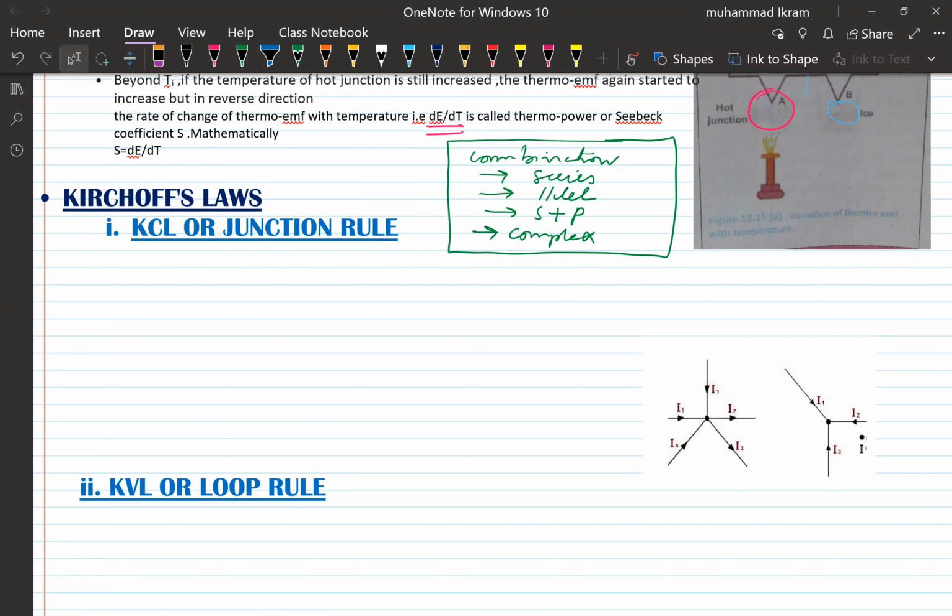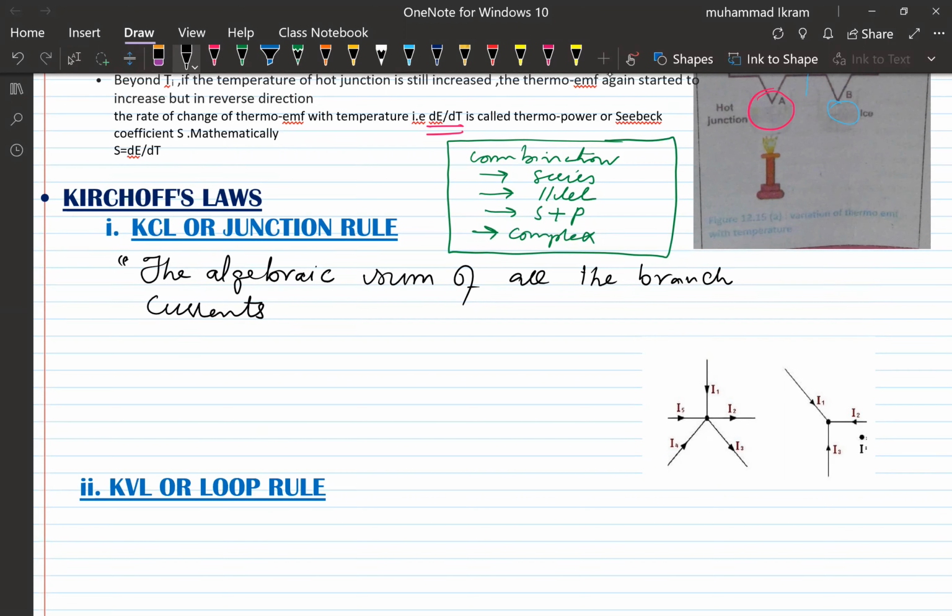There are two Kirchhoff laws. The first is the KCL law or the junction rule. This law states that the algebraic sum of all the branch currents at the junction for any electric circuit is zero. What does this mean? The sum of all the branch currents at the junction is zero.